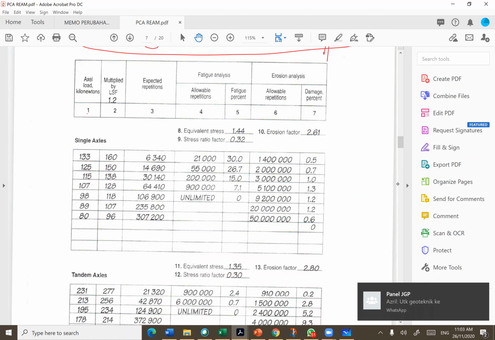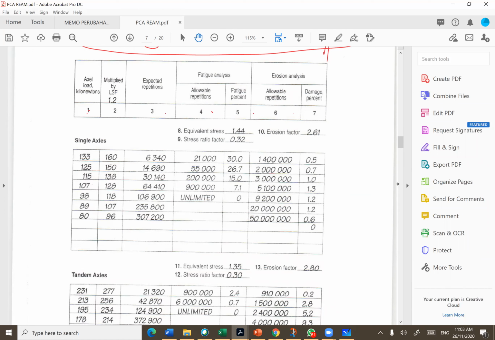Then we come to the form here. You can see there are columns 1, 2, 3, 4, 5, 6, 7, and we have single axle and also tandem axle at the bottom here. So we have single axle information and tandem axle.